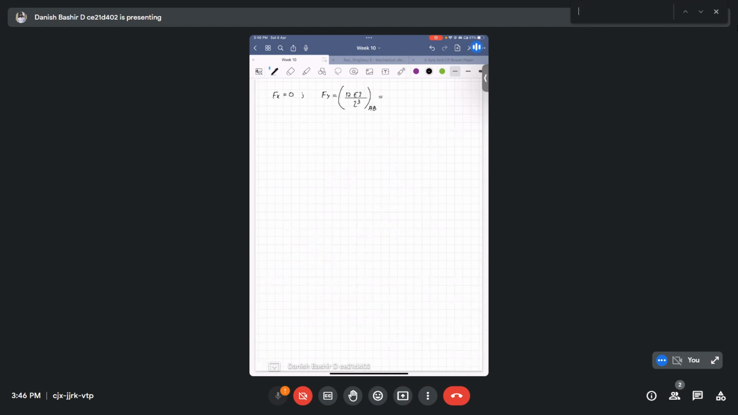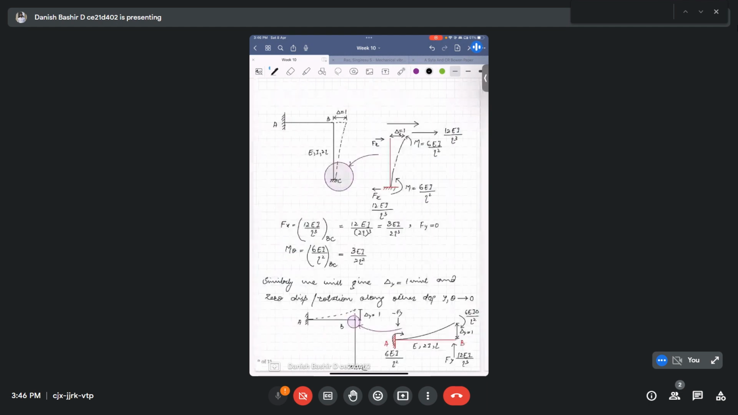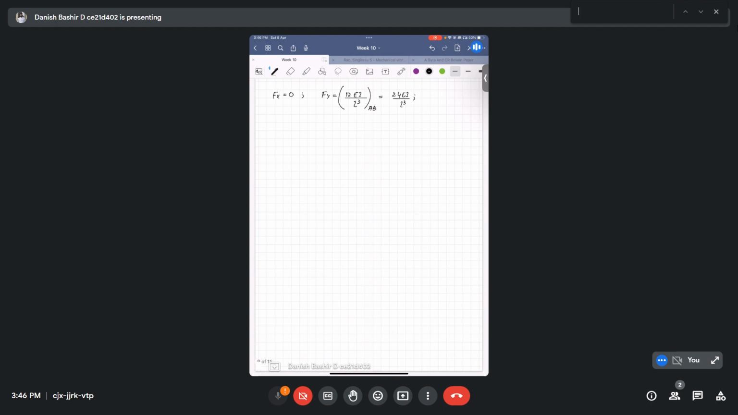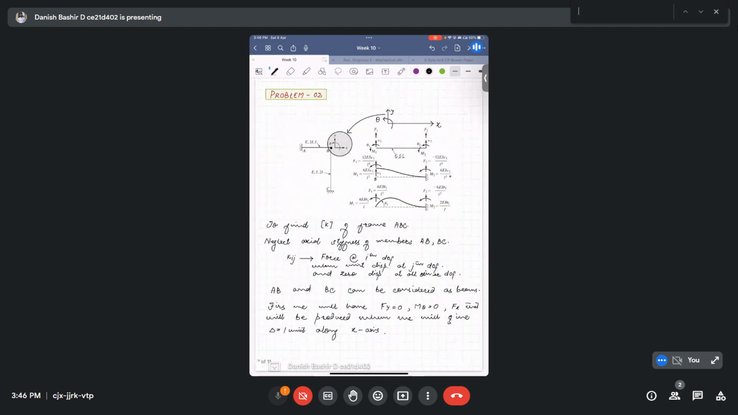So when we induce those properties into it, we get 24 EI by L cube. And for m theta, you will be seeing here m theta is 6 EI delta by L square getting induced there. So here it was an anti-clockwise moment. It is a clockwise moment. So we are taking here as per the sign convention. So this is positive, na? Anti-clockwise moment is positive.